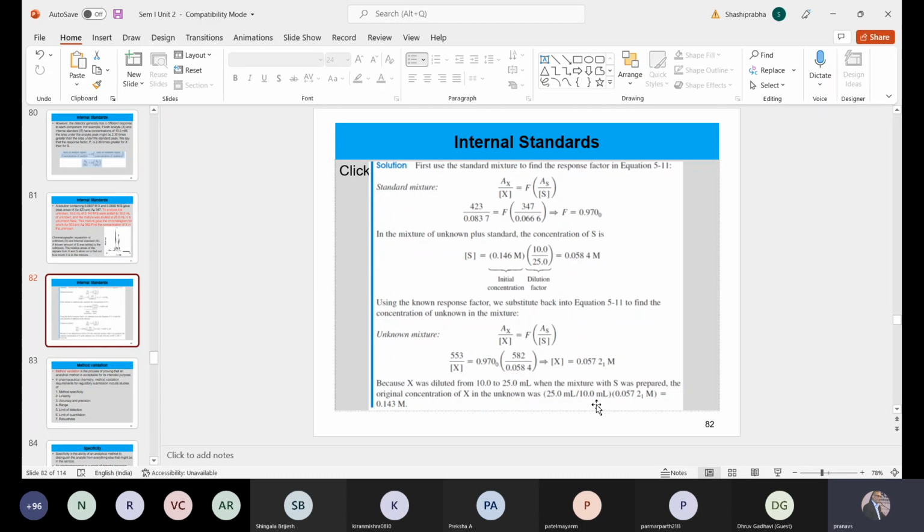So the concentration of the unknown in the given sample in the 10 ml volume is 0.143, and this is what you could find out for quantitative analysis, and this is how you work with internal standards. किसी को कुछ पूछना है? मतलब is it clear?